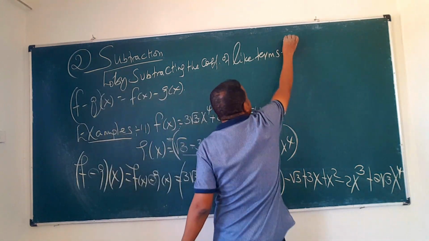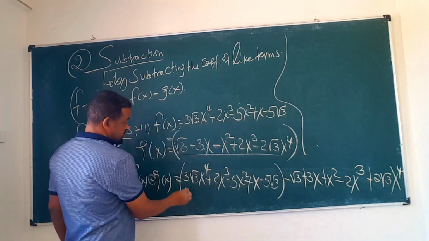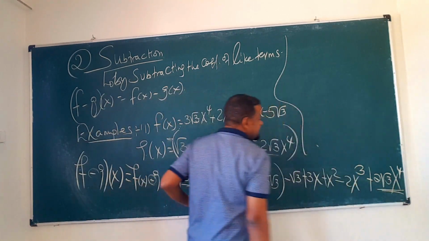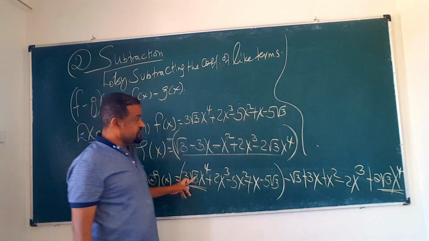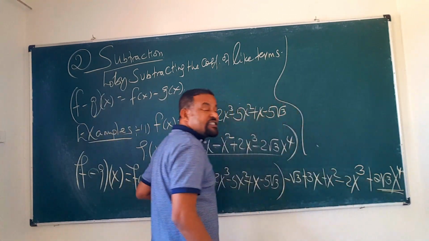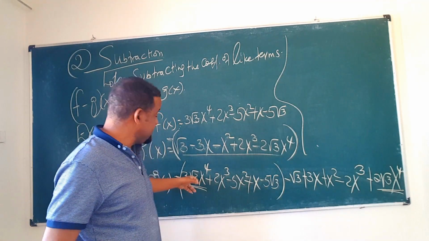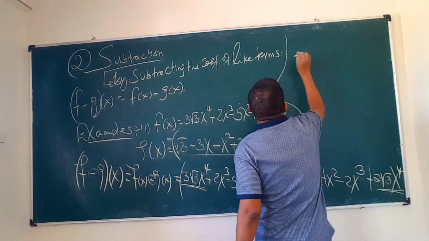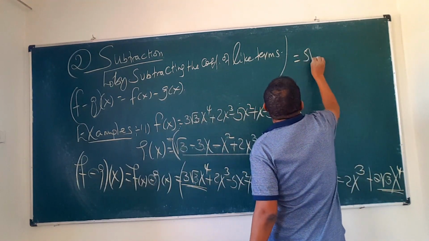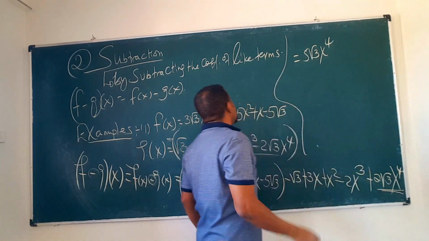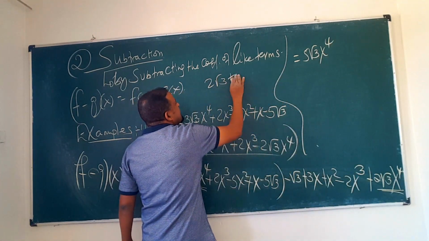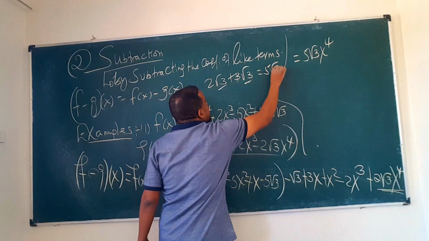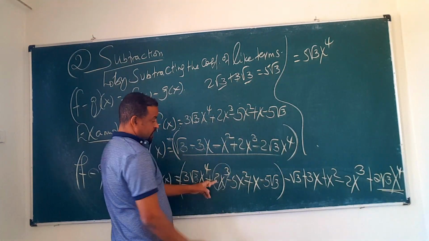Now collecting like terms. 3 radical 3 x to the power of 4 is here, and 2 radical 3 x to the power of 4 is here. Both are positive, so we add: 3 radical 3 plus 2 radical 3 is 5 radical 3. So that will be 5 radical 3 x to the power of 4.